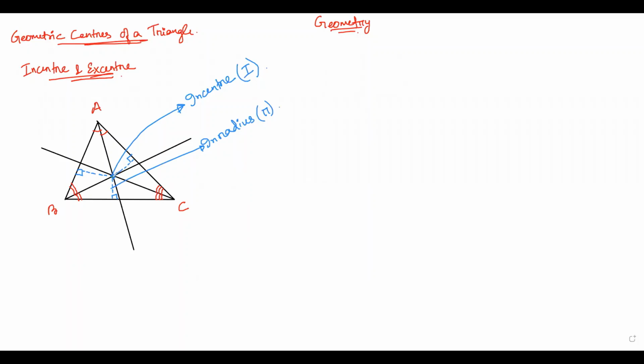Now, if we take this incenter as the center of a circle and this inradius as the radius of that circle, and if we draw the circle, then this circle would be touching all the three sides of the triangle on the inside. And this circle is known as incircle of the triangle.